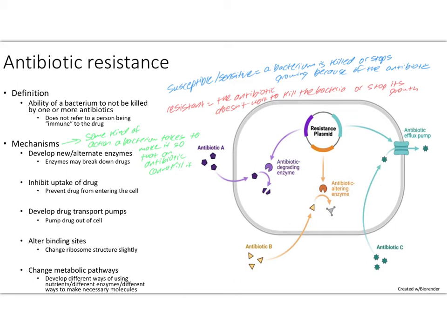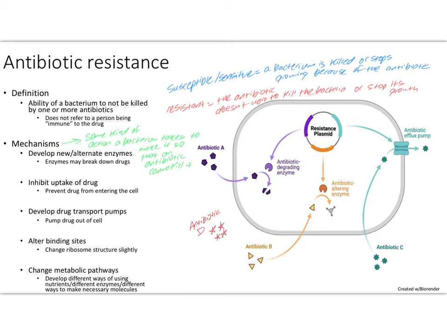Now, another way that a bacterium could be resistant to an antibiotic, or another mechanism it can use, is to prevent the drug from entering the cell. So it may inhibit the uptake of the drug. Now that picture is not exactly shown on this diagram, but I can just kind of draw you a picture of it. This is a bacterium, and we have, we'll say, antibiotic D, because the other letters are taken already. And I'm just going to make it a little star, because those are easy to draw.